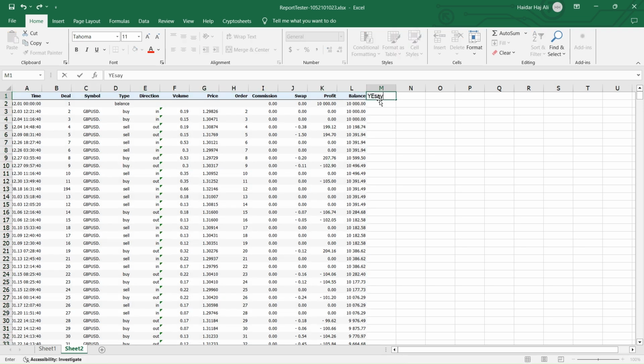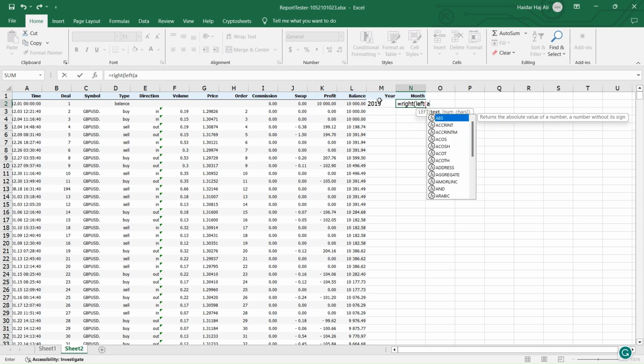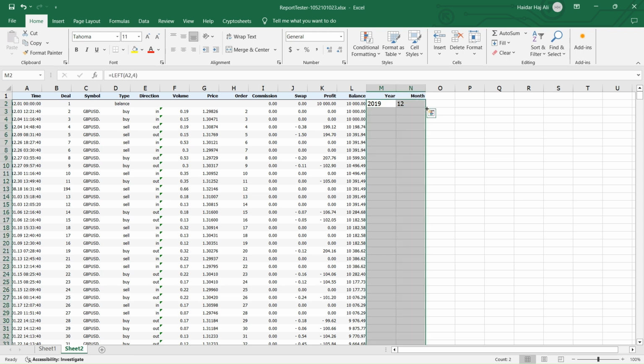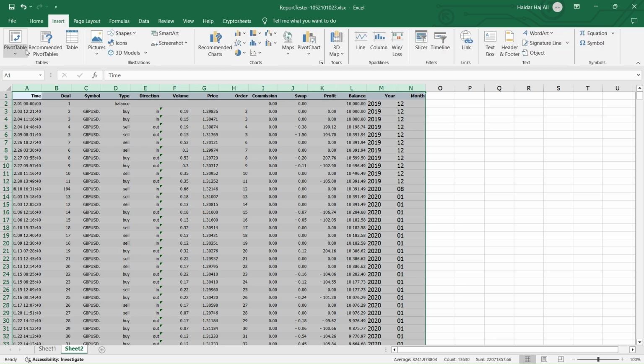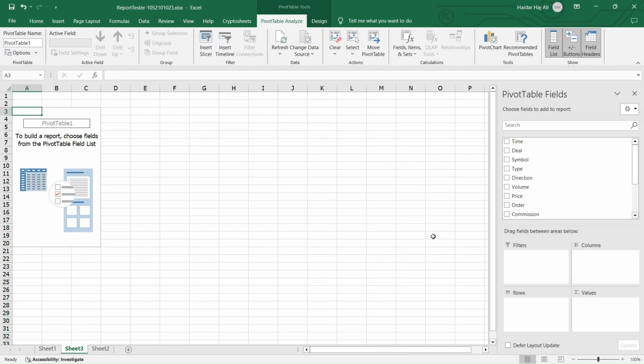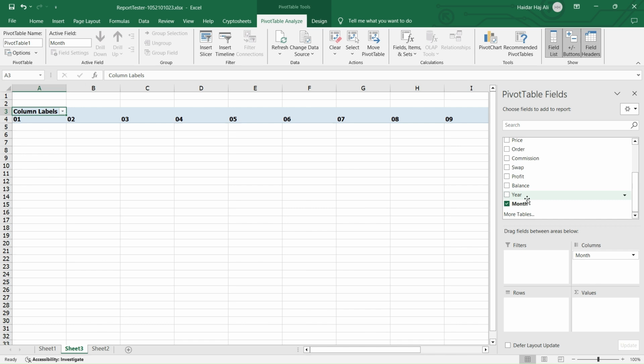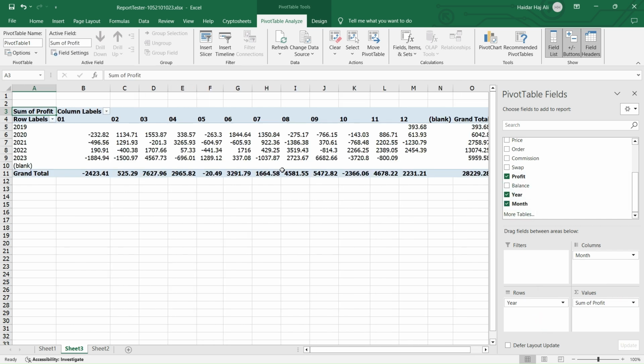I'm going to add here a year. I'm going to add a month. All right, I'm going to apply this formula, removing this one. I'm just going to insert the pivot table. I'm going to take the months as column, the year here, and just the profit, and check out.